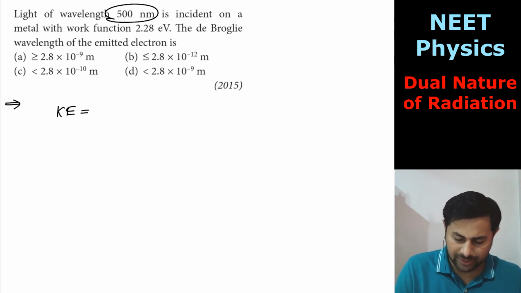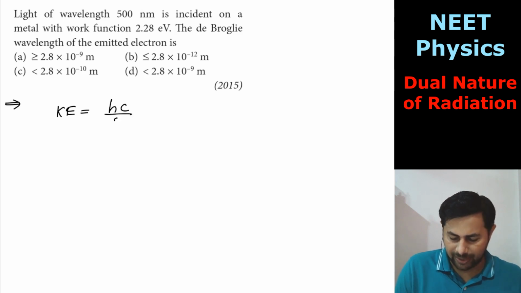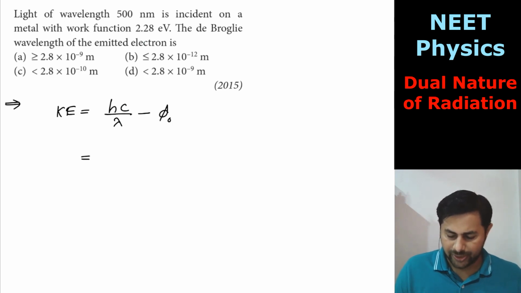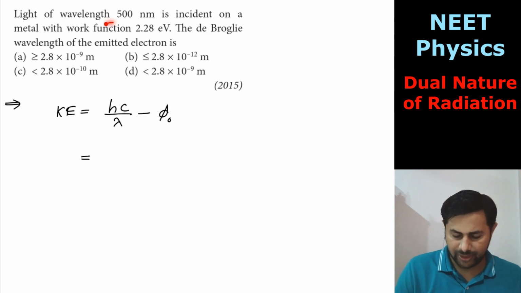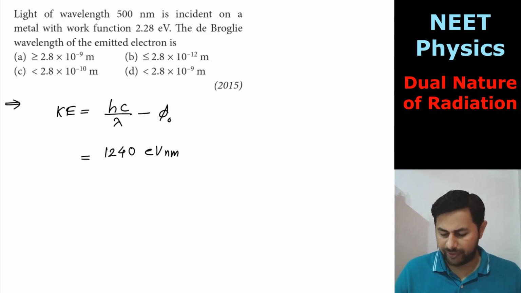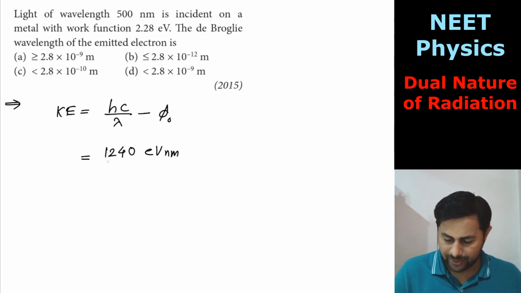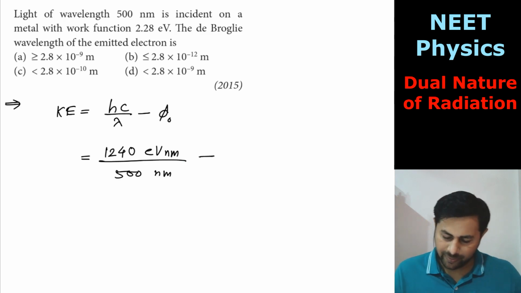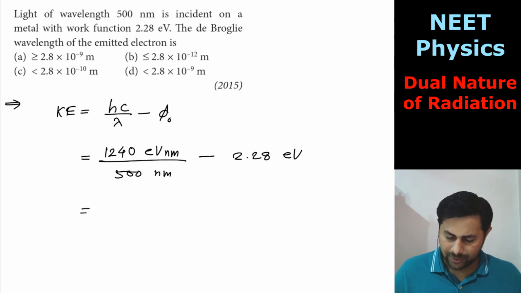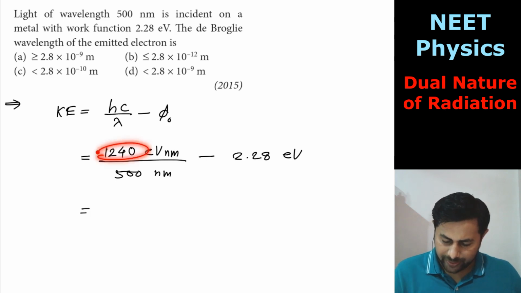And that is what it is, energy of a photon. Its wavelength is given, that means hc by lambda minus work function phi naught. So put the values. What is hc? This is given in nanometers, so we'll make use of 1240 eV nanometer. hc is 1240 eV nanometer divided by lambda equals 500 nanometers, minus phi naught is 2.28 electron volts. So what will be this thing?